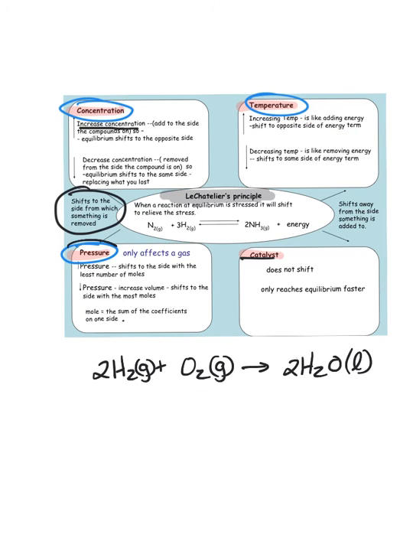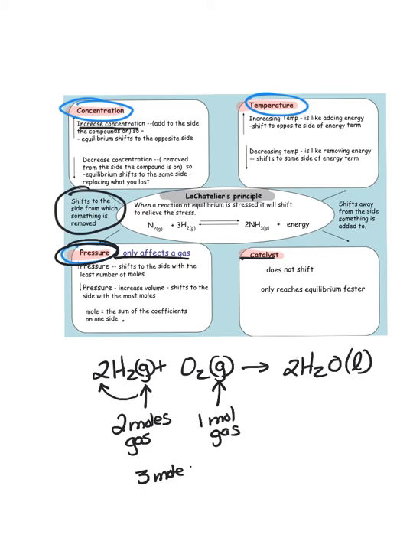Okay, the last one that we're going to look at is pressure. And pressure only affects gases. So this is how it works. If you have gases, and these are both gases, how many gases do you have here? You have 2. So you have 2 moles, 2 groups of a gas. And here you have 1 mole of a gas. That means you have a total of 3 moles of a gas on the reactant side. Here on this side, we don't have any gases. See, it's a liquid. Okay, so it's 0 moles of a gas.